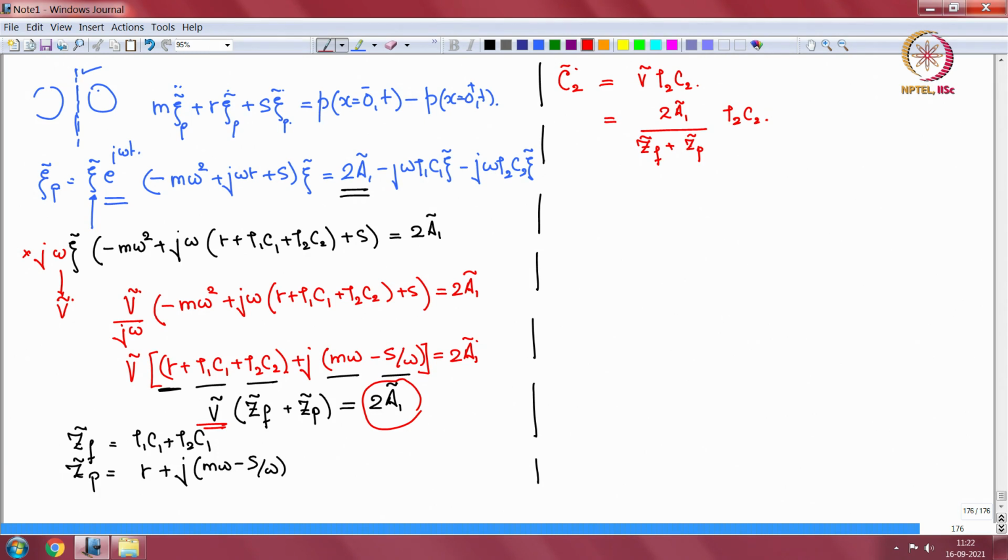If we write it in an expanded manner, we get twice A1 tilde. We expand and divide by rho 2 c2. So I get R by rho 2 c2 plus rho 1 c1 by rho 2 c2 plus 1, plus j m omega minus s over omega by rho 2 c2.